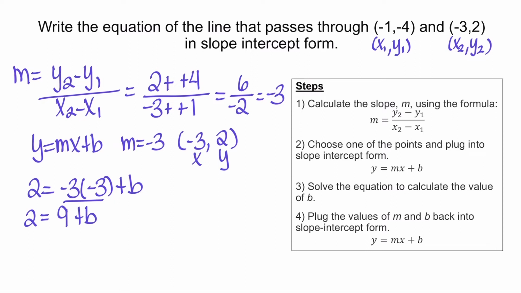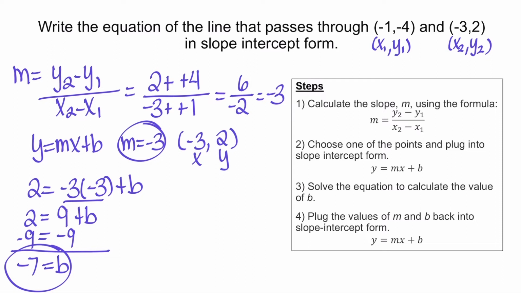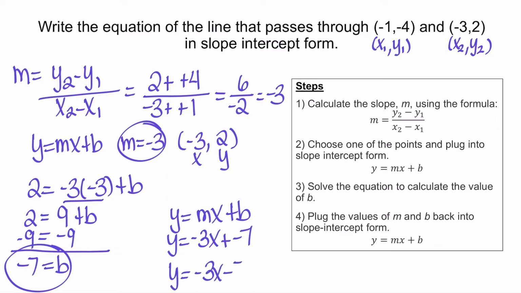Now I need to solve for b. So to solve for b, I'm going to subtract 9 from both sides. So I have 2 minus 9, which is negative 7, and that equals b. So now I have m and I have a value of b, so I can write my equation, which is y equals mx plus b. So I have y equals negative 3x plus negative 7. The plus negative 7 I'm going to go ahead and turn into a subtract, so I have negative 3x minus 7, and that is the equation of my line.